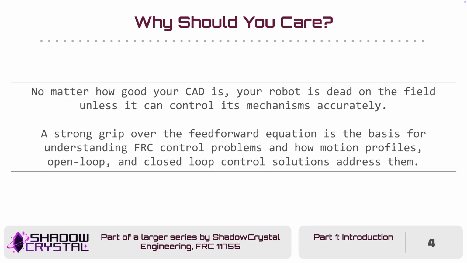I always go back to this example. Back during 2025 Reefscape, for younger students, you had to basically put PVC pipes on coat hangers of sorts, and you had to position your mechanisms within centimeter precision to actually effectively score the PVC pipes onto the coat hangers. And if you didn't, that could be the difference between going to Worlds and not. So a strong grip over the feed-forward equation allows you to really effectively optimize your control algorithms and ensure that your robot can succeed.